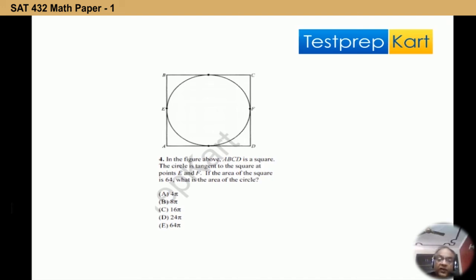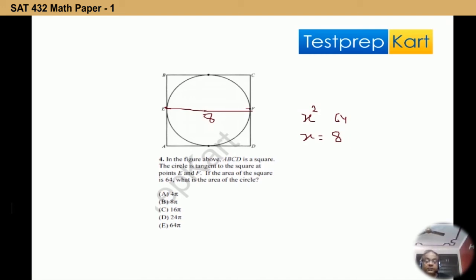Now ABCD is a square, and inside that square, this circle is tangent to the square at points E and F. The area of the square is 64. What is the area of the circle? So area of the square is 64. What is the area of the square? Side square, which is equal to 64. That means x is equal to 8. So this is 8. That means this is equal to 8, right?